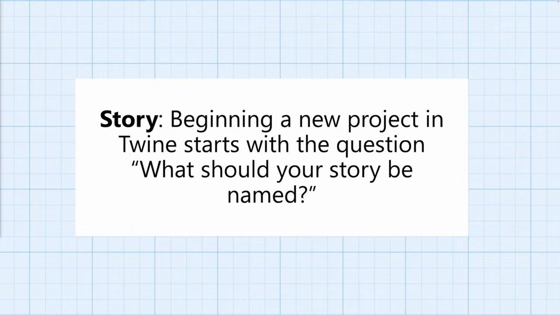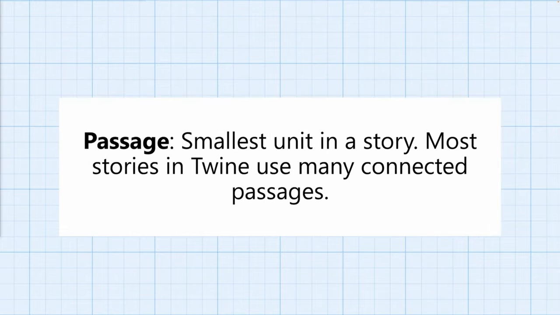Stories are created based on another term, passages. The smallest unit in a story is a passage. Most stories in Twine use many connected passages. Why is this a useful term? Well, in a physical book, useful ways to think about its different parts might be chapters, pages, or even paragraphs.